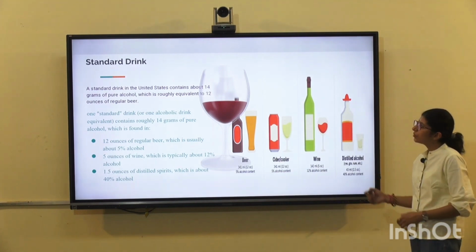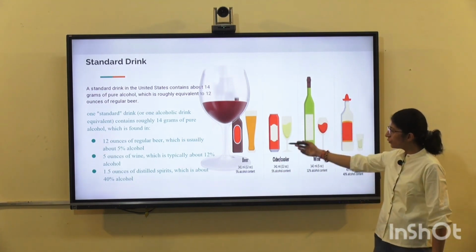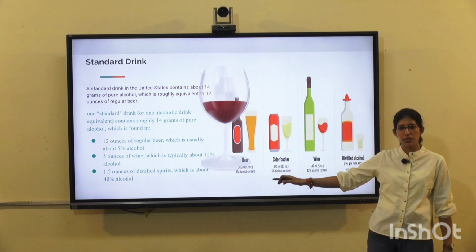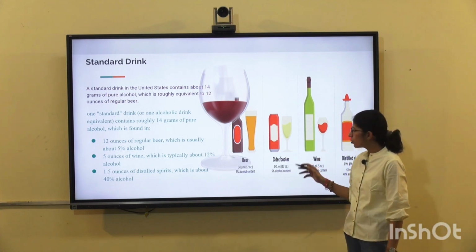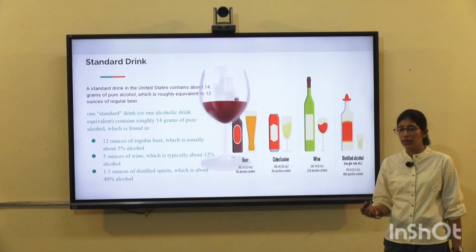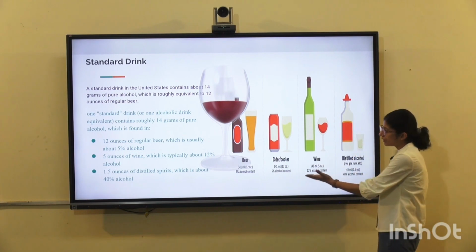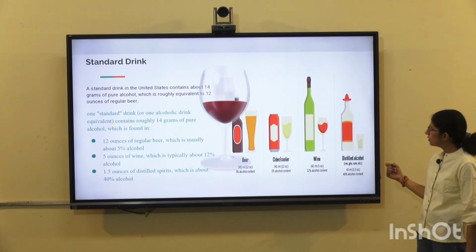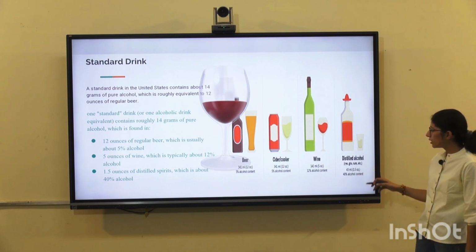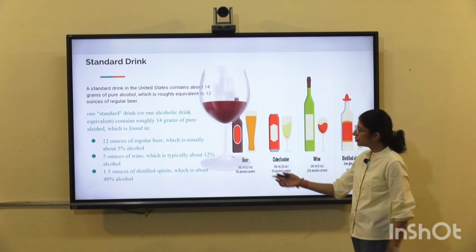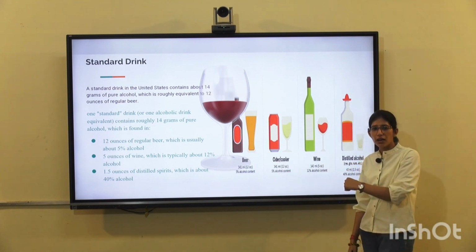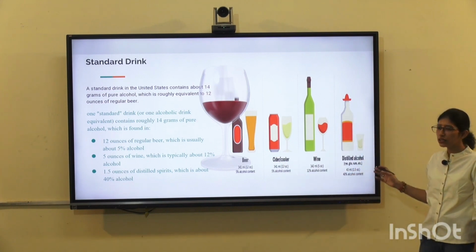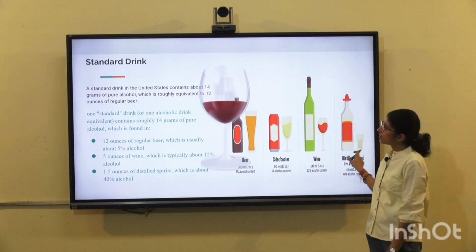Now let's get a pictorial representation. Beer is 341 ml, that is 12 ounces, containing 5% alcohol, followed by cider or cooler, 341 ml, 5%, wine 142 ml, 12%, and distilled alcohol 43 ml, 40% alcohol. There is a dramatic change in the volume and the percent of alcohol content from beer to distilled alcohol. Distilled alcohol includes rye, gin, vodka, rum, etc.